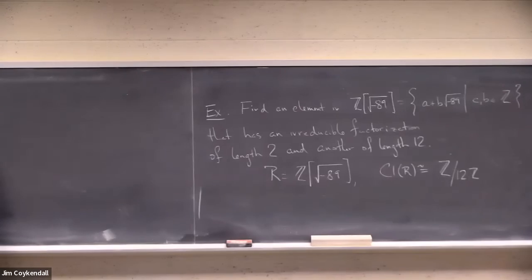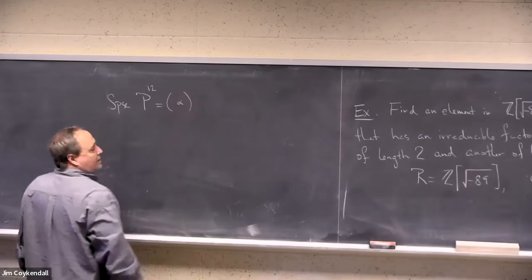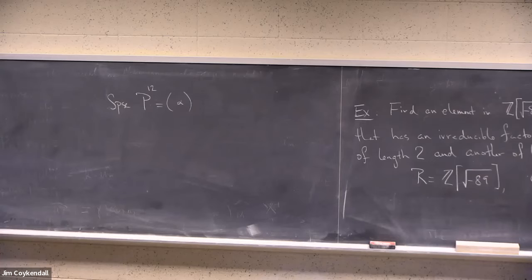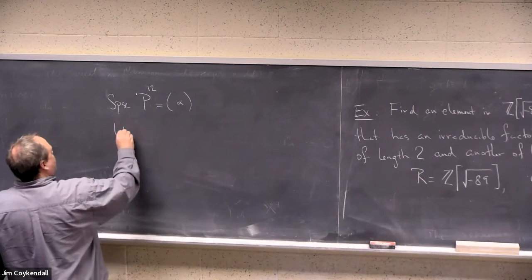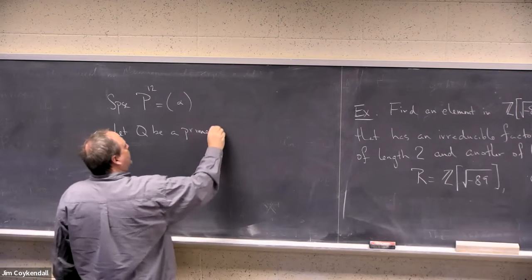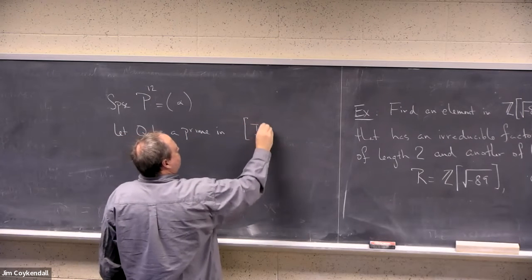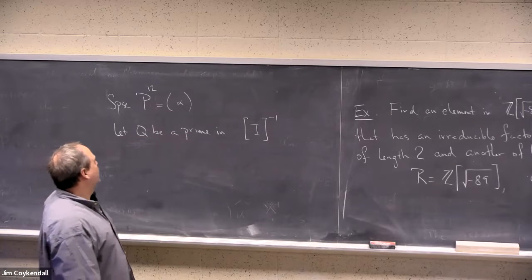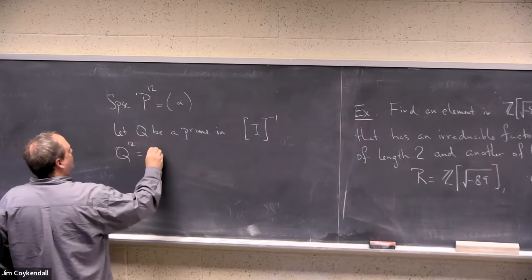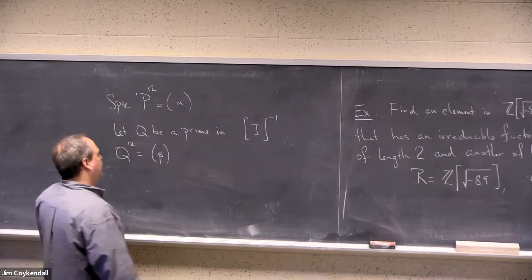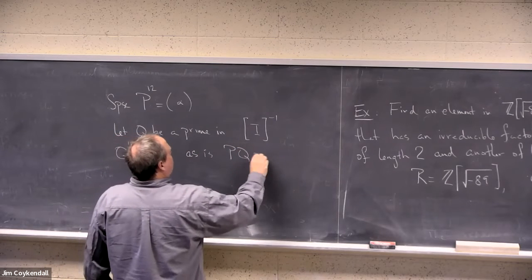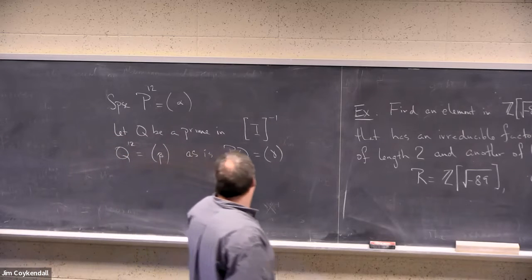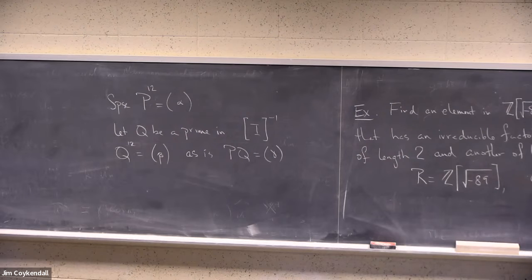So suppose that P to the 12 is equal to (alpha). And now I'm going to do the trick that Grant told us about. Let Q be a prime in the inverse class. So notice that Q to the 12 equals (beta); again, it's principal, behaves just like that. So I have P to the 12, Q to the 12, and PQ all principal. And actually, I can throw in some more adjectives here. I like adjectives. What adjectives can I apply to alpha, beta, and gamma?